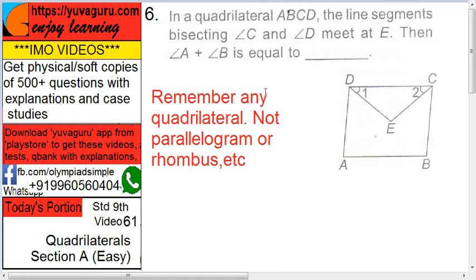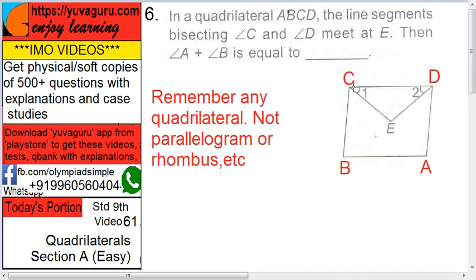See here, it's mentioned quadrilateral, not parallelogram or rhombus. It may happen that none of the sides are congruent. It can happen that also. Name this angle as 1 and this as 2. Now we'll solve this. We'll name this quadrilateral as ABCD for our convenience because it's easy to solve now.